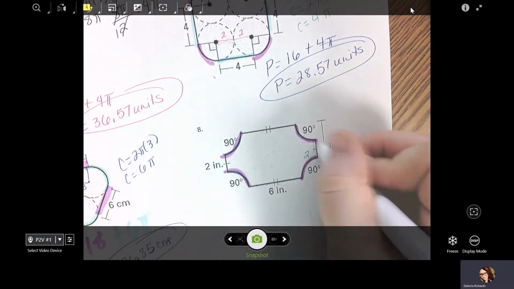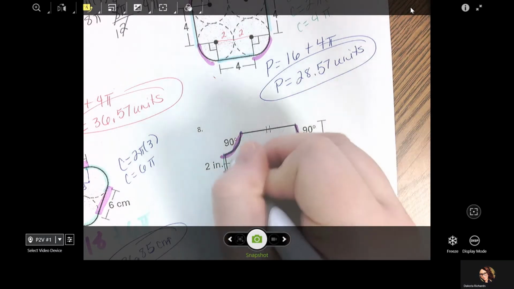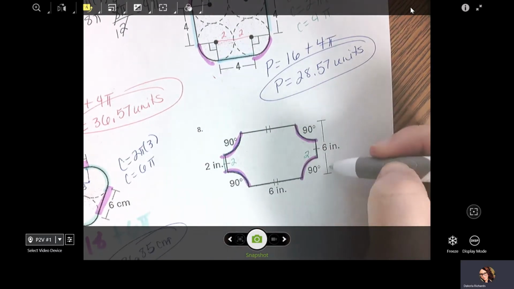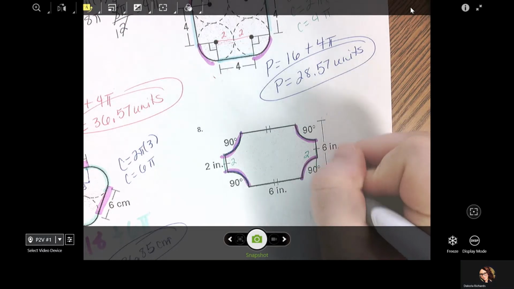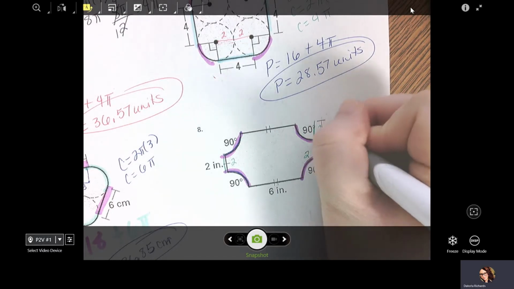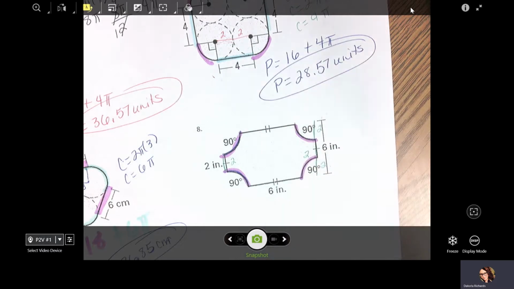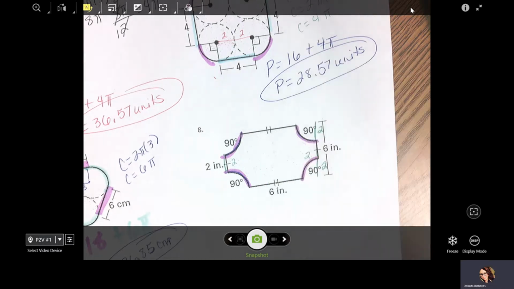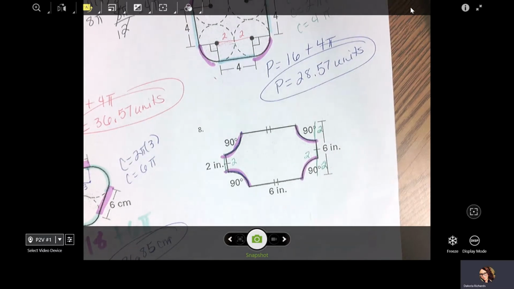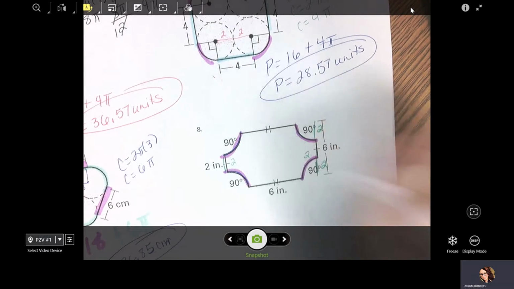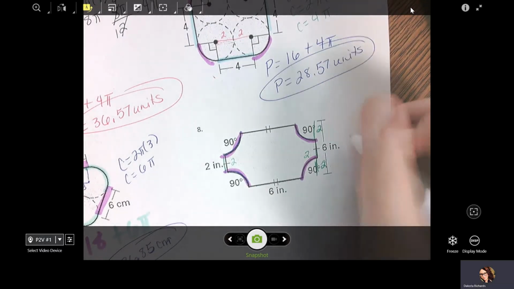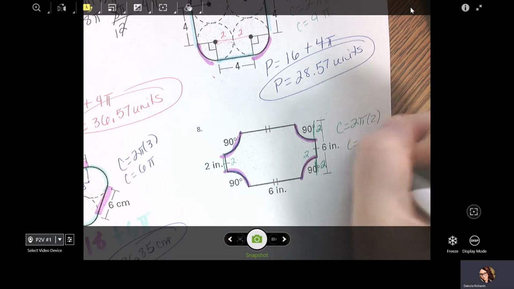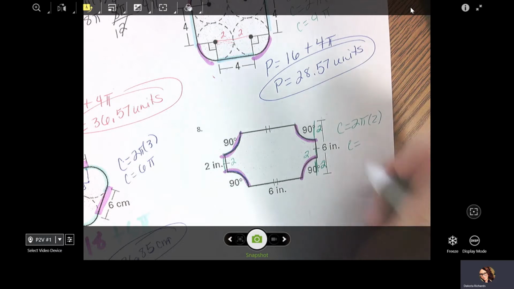Okay, if this piece is 2, those are going to be the same, but the entire thing from here to here is 6. This top piece has to be 2. Like if we were to make a radius right there out of that 1/4 of a circle, the radius would be 2. Can you see that? So the circumference is 2 pi times 2. So the circumference of those 4 pieces together that make a circle is just 4 pi.